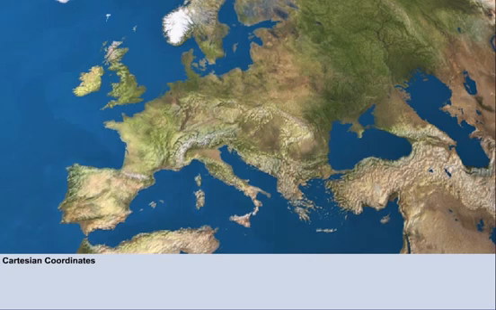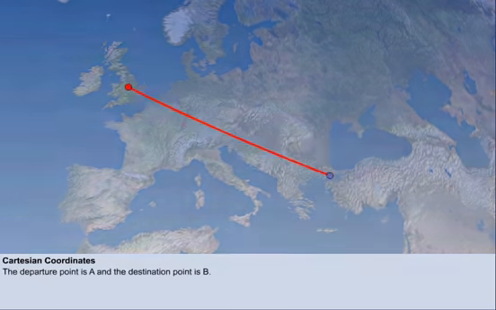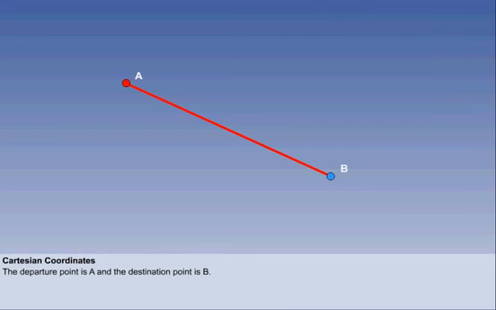Firstly, we will see how position is defined on a flat or plane surface. The route depicted here can be represented on a flat piece of paper, for example a map, going from the start point to the end point. The start point or departure point we will call A, and the end point or destination we will call B.